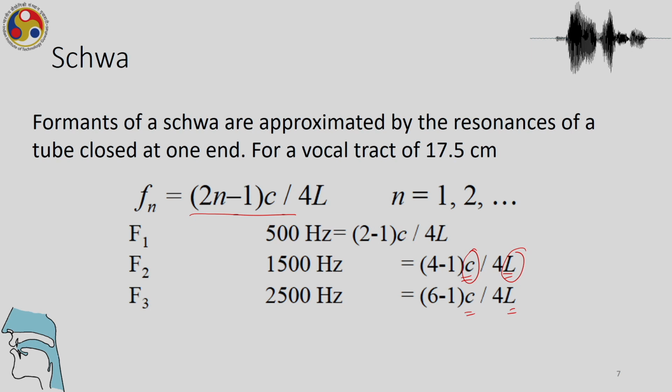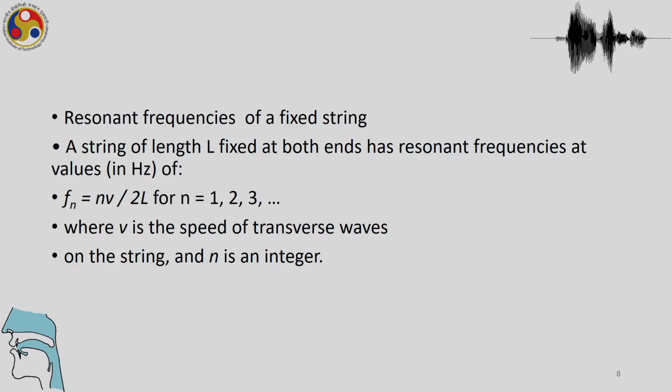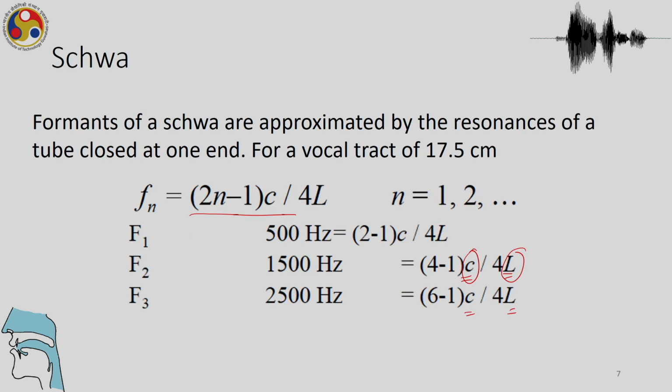But then the model of formant calculation that we are talking about, that is a tube model, assumes more than one tube for most of the vowels. So another thing that we have to remember when we're talking about formants is that this is the formula which is used for the calculation of the schwa, that is (2n minus 1) multiplied by C divided by 4L, and that is the formula which is used for a tube closed at one end.